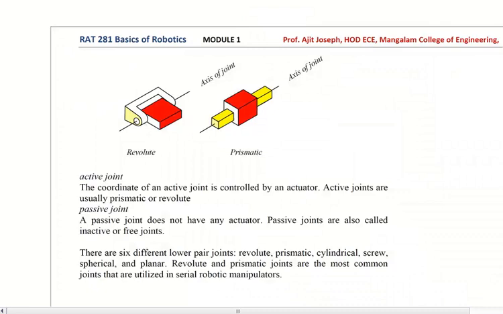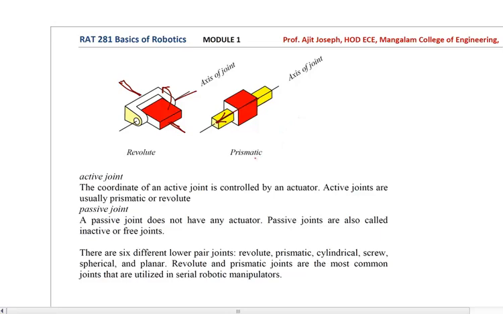So again it's shown here. There will be a link attached to this one, and there will be another link attached to this one, and this will be freely moving around, just like the hinge of a door or the hinge of a window. This will basically be moving angularly about the axis of the joint, whereas in a prismatic joint this one will be moving inside or outside. That's the case of a prismatic joint.